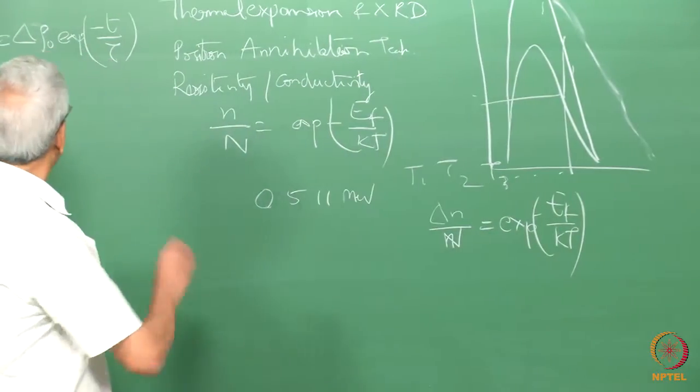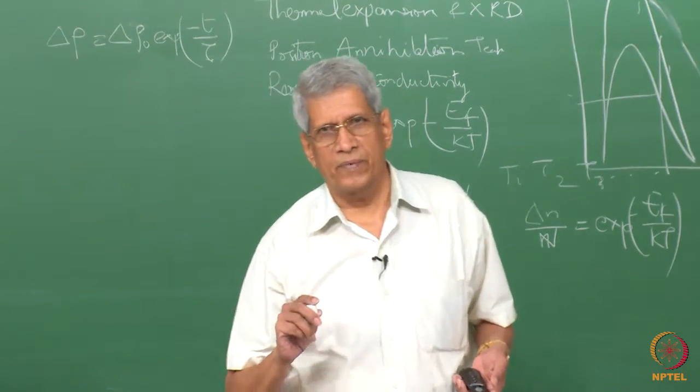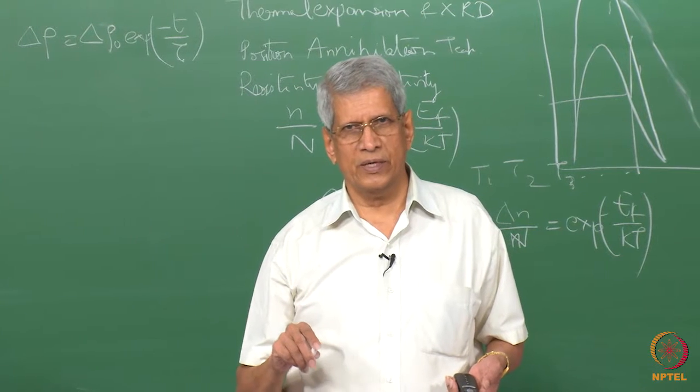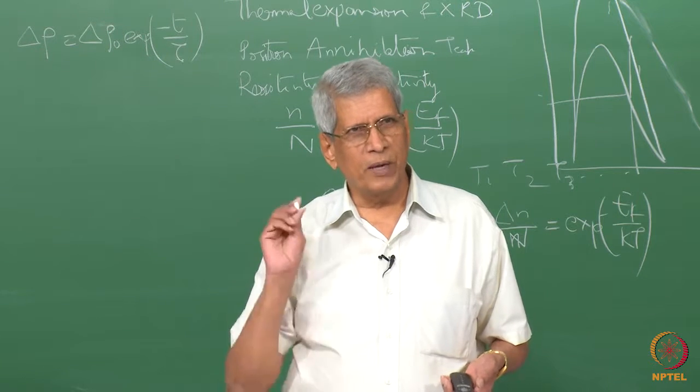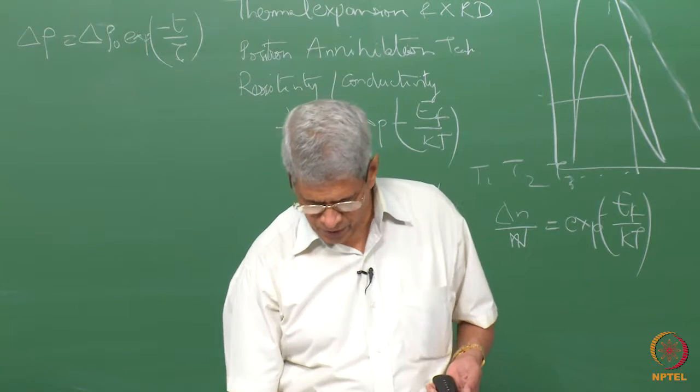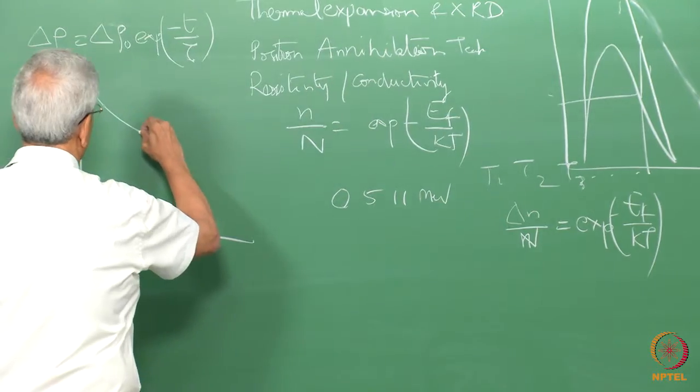And this plot gives what we call the relaxation time. That's the time it takes for the concentration of the defect to come to 1 by E of the original value. If we carry out this experiment at one particular temperature, we get some defect concentration and see how the resistivity varies. If you look at this plot, we start initially from here and it decreases like this.